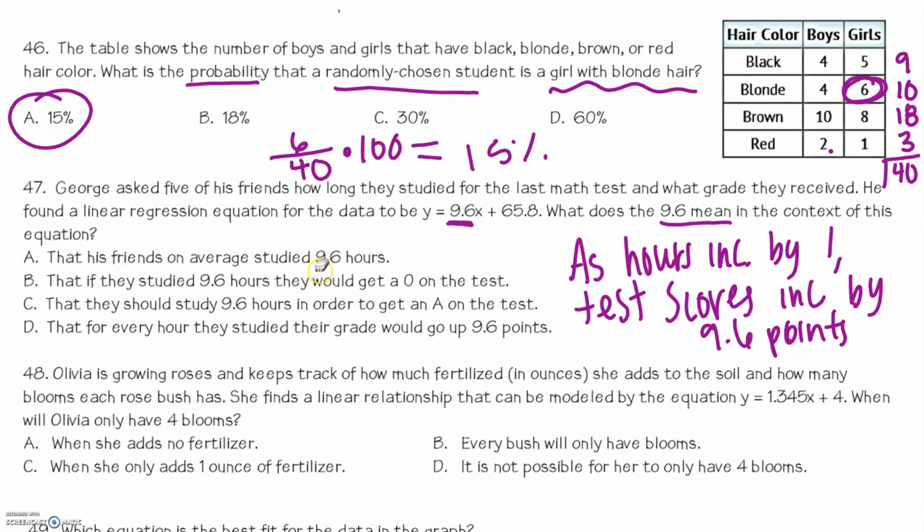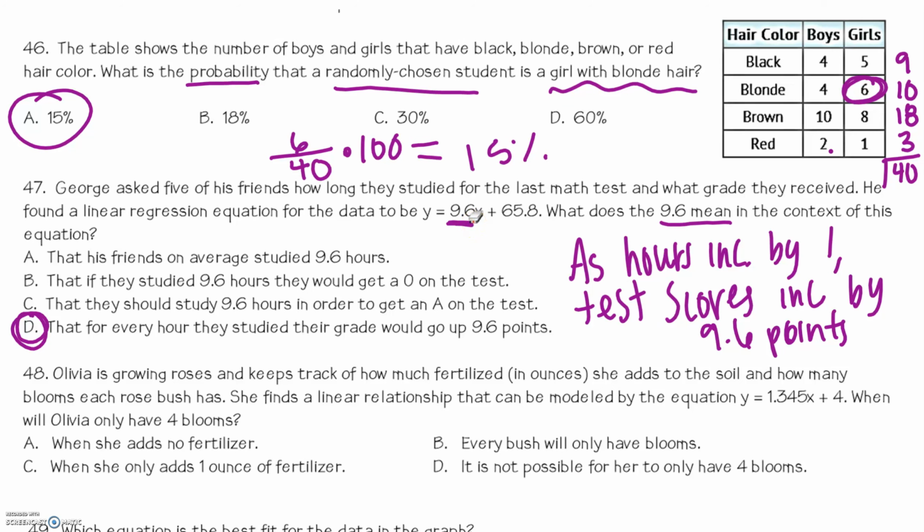A says friends on average study 9.6 hours. If they studied 9.6 hours, they would get a 0 on the test. They should study 9.6 hours in order to get an A on the test. For every hour they study, their grade goes up 9.6 points. That's D. Y'all, that's the slope. It's the rate of change. So you want to pick the scenario that's representing the rate of change in the slope. The 65.8, that's the y-intercept. And what that means is if they studied for 0 hours, they could expect a 65.8 on the test. 9.6 is how the grade's going to change.